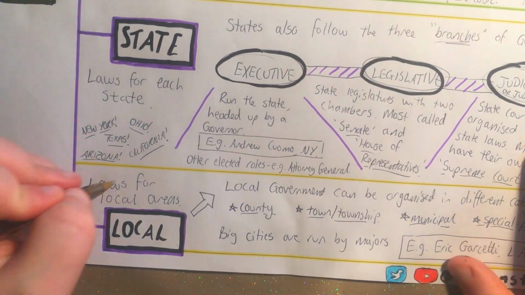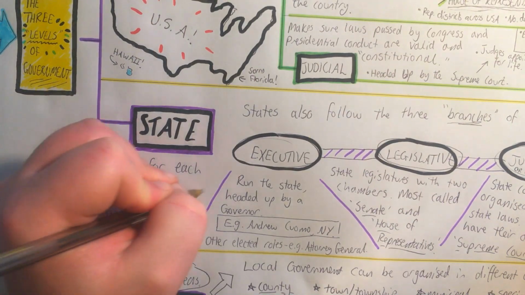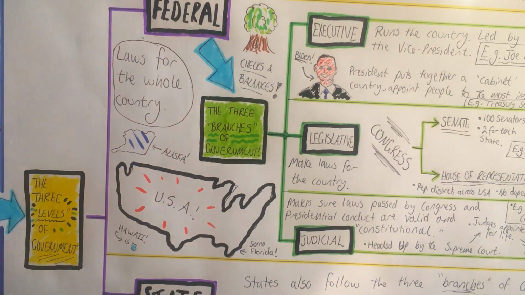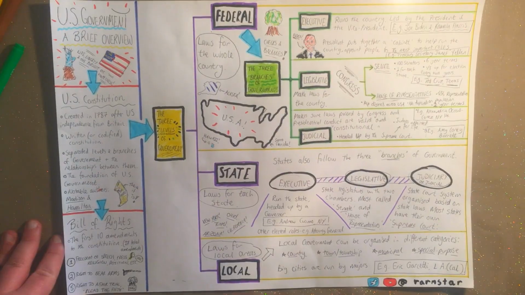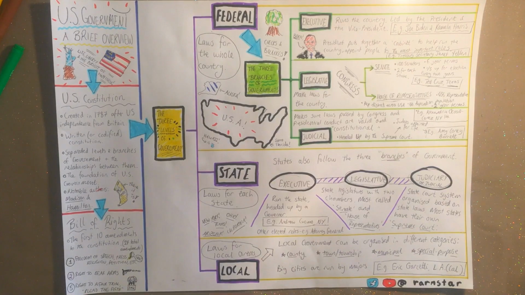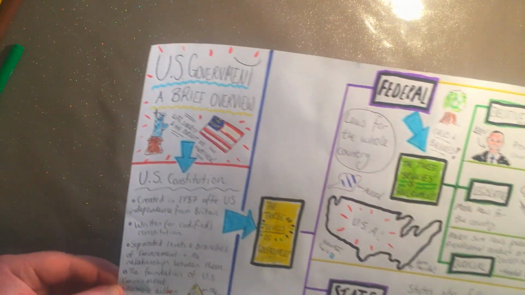But there we have it. That is our overview. Going back, we've got our different levels of government. We've looked at the branches within them. We've looked at how they are based on the Constitution. We've discussed how the Bill of Rights is an addition to the Constitution and guarantees lots of rights for Americans.